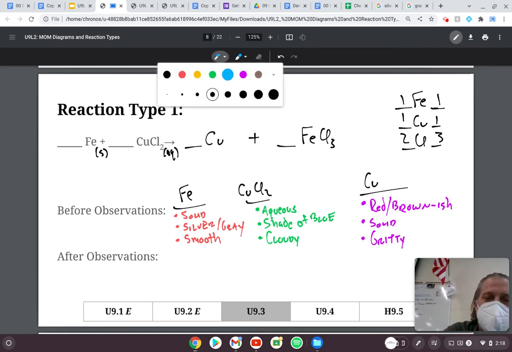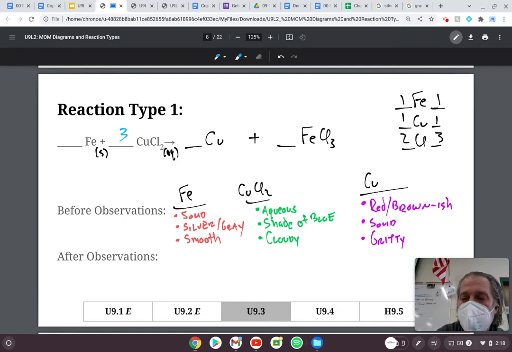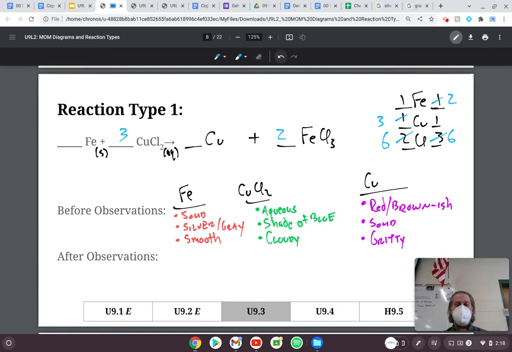So that means that in this instance, I'm going to throw a 3 here, which will give me 6 chlorines on my left side, but it also is going to give me 3 coppers. And I'm going to put a 2 here. It's going to give me my 6 chlorines on my right side and 2 irons. So now I need to go back and balance everything else out. My irons are 1 on the reactant side and 2 on the product side. So I need to put a coefficient of 2 here to give me my 2 irons. My coppers are 3 on the reactant side, 1 on the product side. So I need to put a coefficient of 3 here. And now everybody's happy. So far, so good.